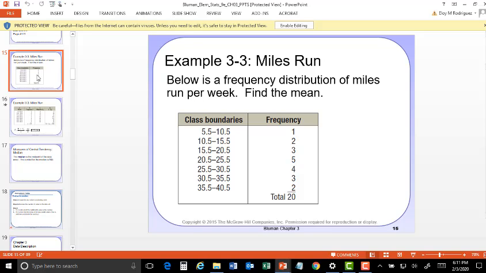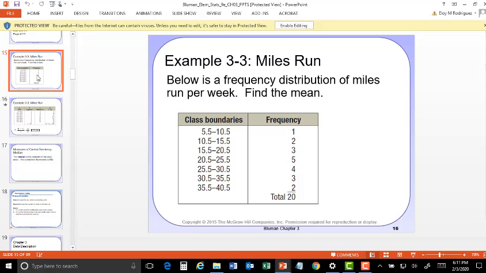Okay. You see this? Is this raw data or grouped? Grouped. You don't know what the raw data is. All you know is that one observation fell between 5.5 and 10.5. So am I asking you to find the average and you don't have the raw data? You have to use a different formula.